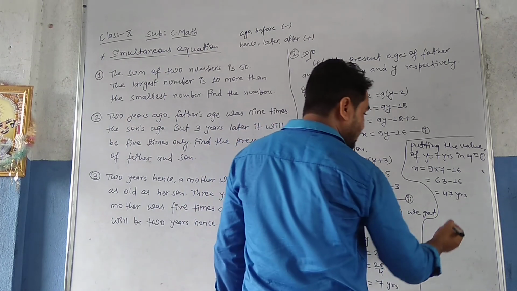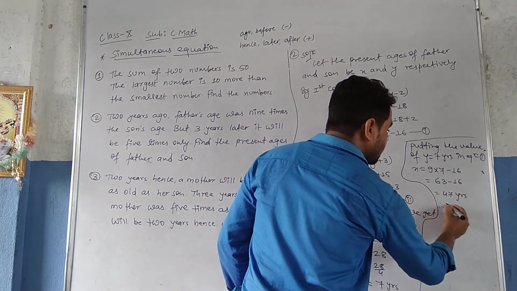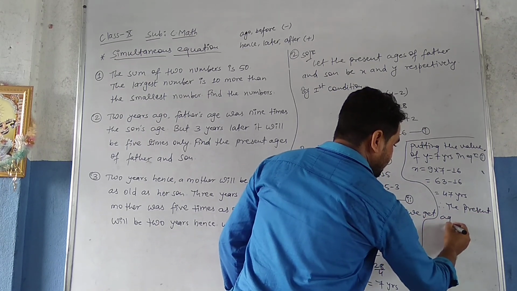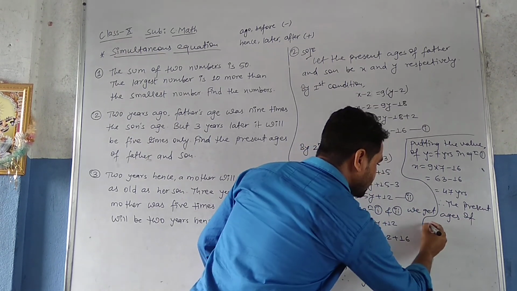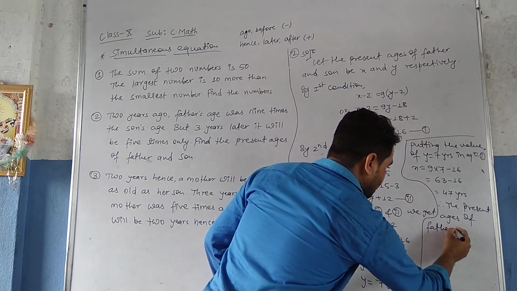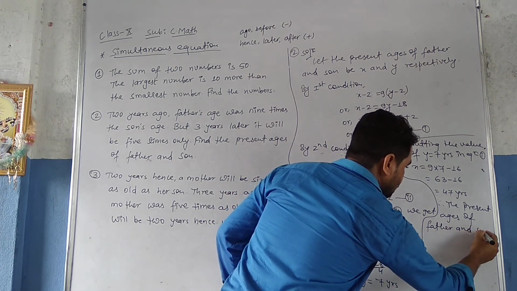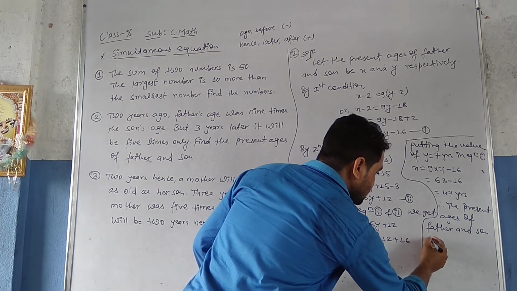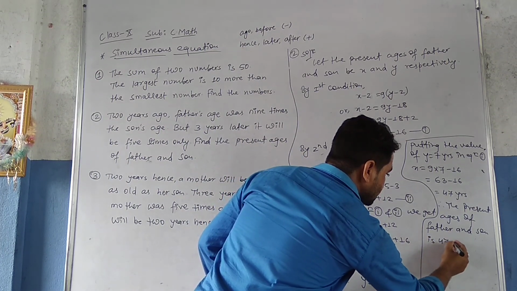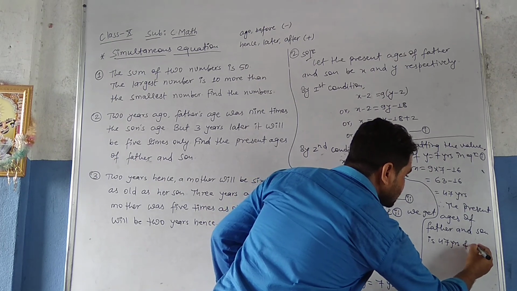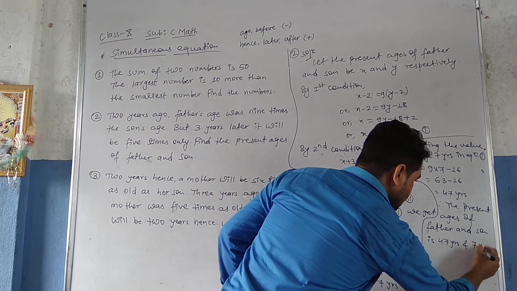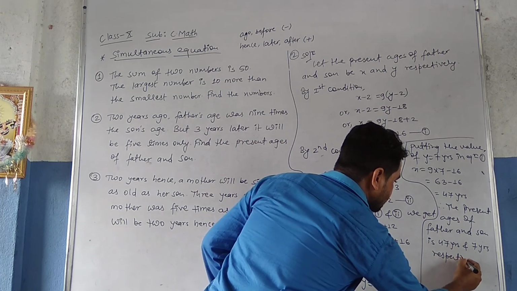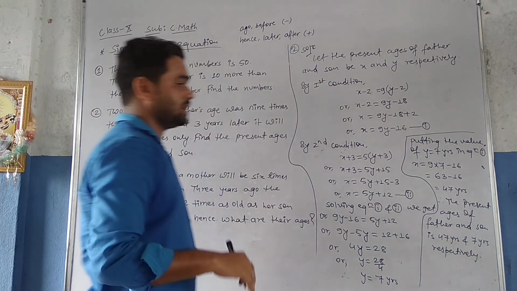So lastly we have to add the conclusion. Therefore, the present ages of father and son are 47 years and 7 years respectively. We get this answer.